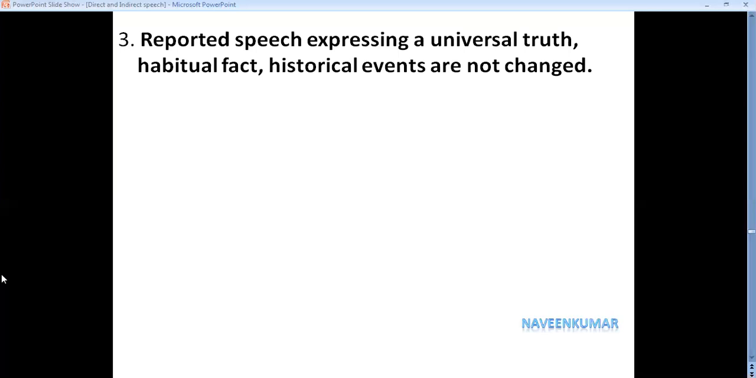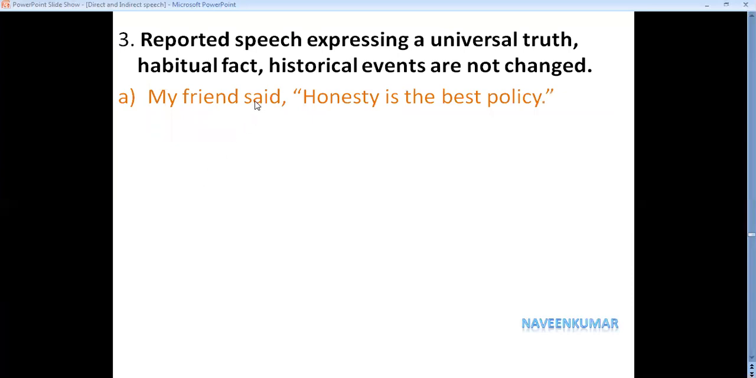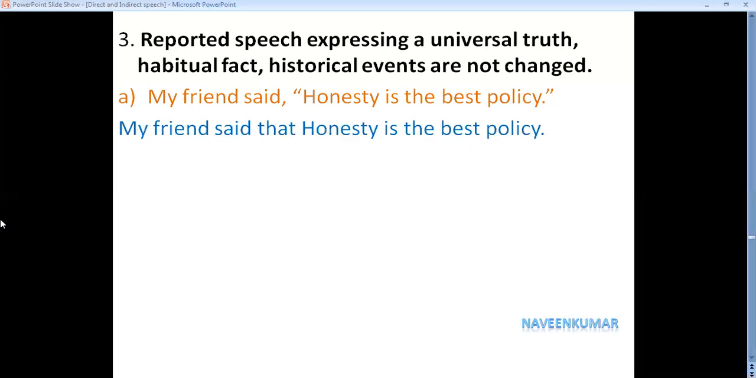Let us make ourselves very clear with a few examples. My friend said, "Honesty is the best policy." So, this is the direct speech now. According to rule 2, the reporting verb is in past tense, so the tense should be changed. But here, this is a fact. We cannot change the tense here. If we change the tense, then the meaning changes entirely. So that's why we have to keep it as it is, since it's a universal truth. So, if we have to change that into indirect, my friend said that honesty is the best policy.